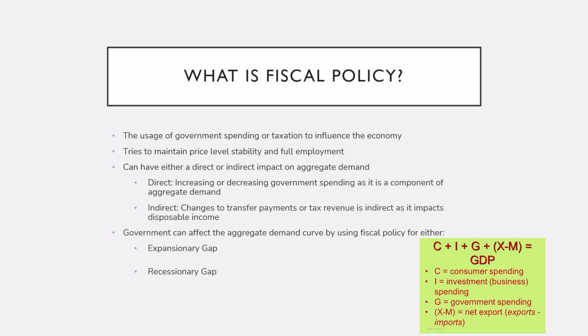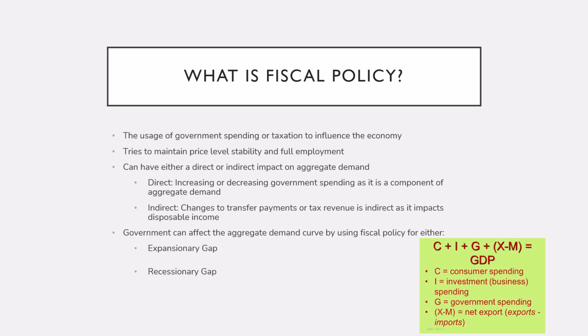Fiscal policy can either have a direct or indirect impact on aggregate demand. It can have a direct impact by increasing or decreasing government spending, as it is a component of aggregate demand, shown in the expenditures approach equation in the bottom right, as all four of those variables have an impact on GDP, and by changing G, that directly affects GDP, which directly affects aggregate demand. Indirect shows that there are changes to transfer payments or tax revenue, as that impacts disposable income.